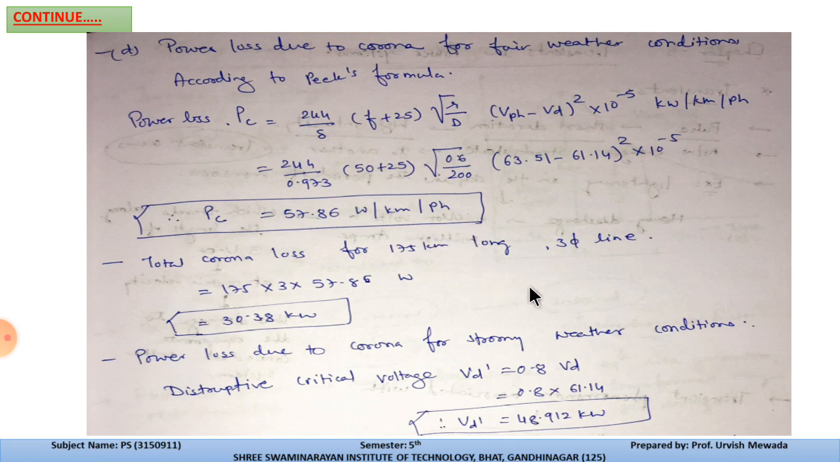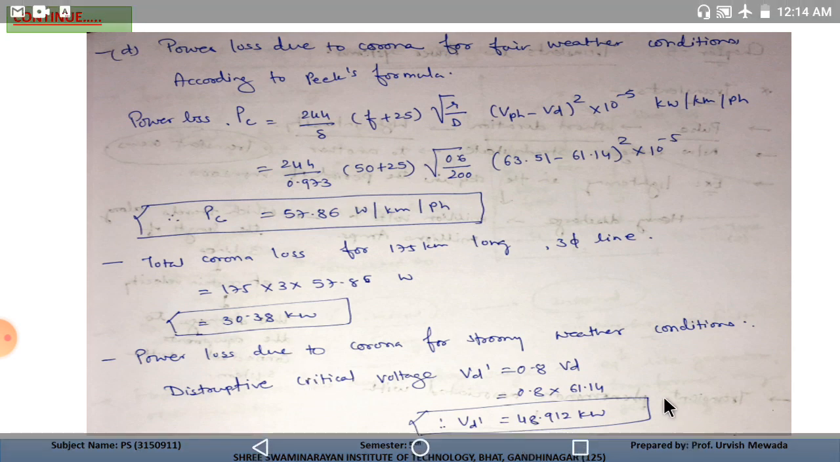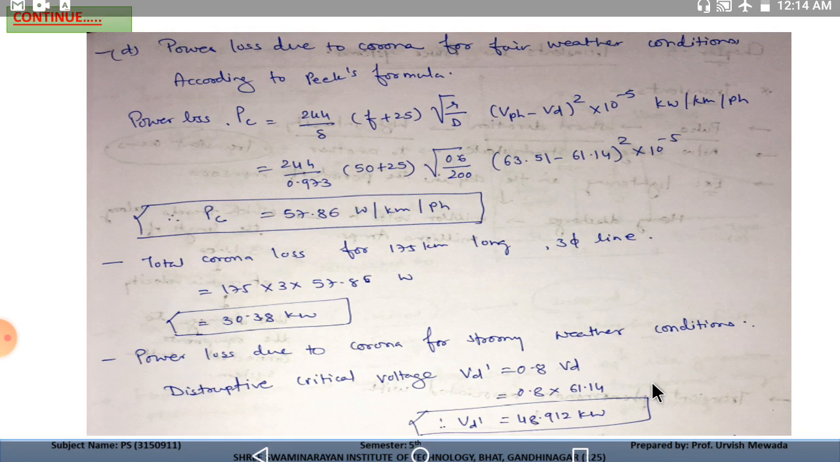So the total corona loss for a 175 kilometer long three phase line, we are just multiplying this with the distance and the phases. So 175 multiplied by 3 into 57.86 watt, so this will become 30.38 kilowatt, and this is the power loss due to the corona for fair weather condition.